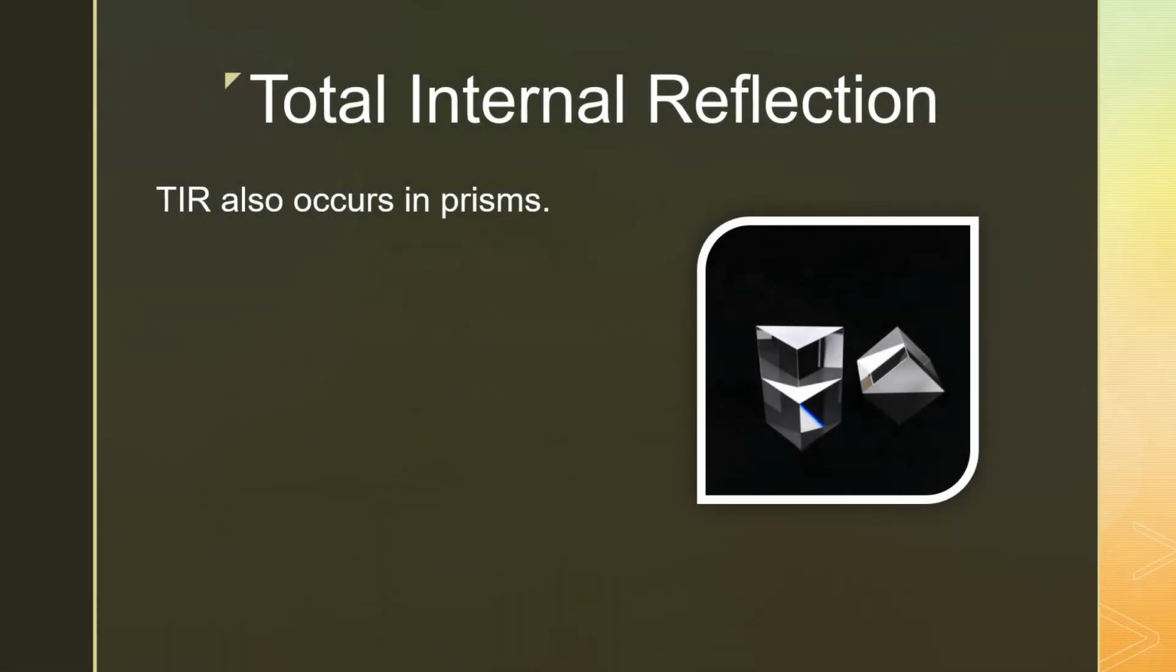Where else does total internal reflection occur, and where can it be useful to us? Well, one of the answers is in prisms. So let's have a look at a prism. So here I have a right angle prism. I'm going to have some array of light entering that prism from the left, and I'm going to get it to travel along the normal.